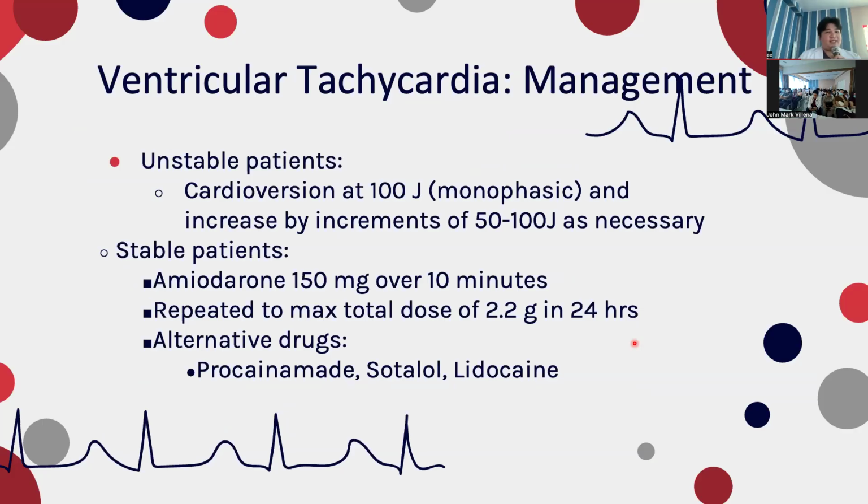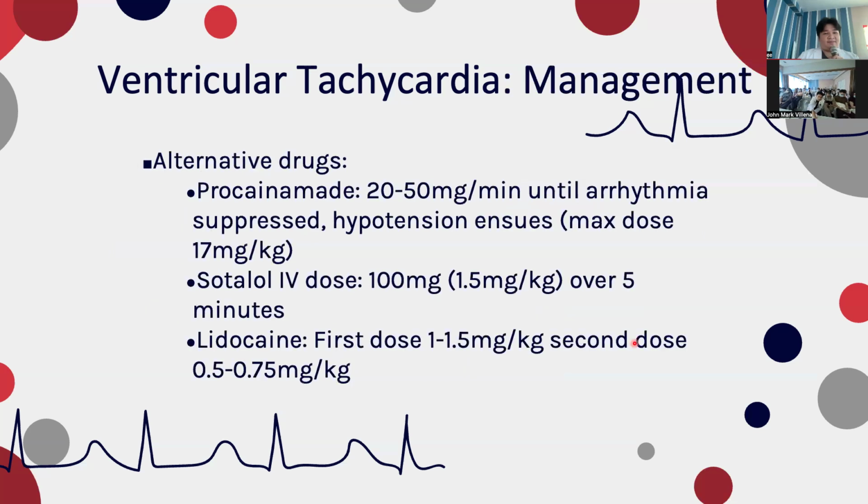For unstable patients, we can do cardioversion at 100 joules monophasic and increase by increments of 50 to 100 as necessary. For stable patients, we can use amiodarone 150 milligram over 10 minutes, and alternate drugs of procainamide, sotalol, and lidocaine.